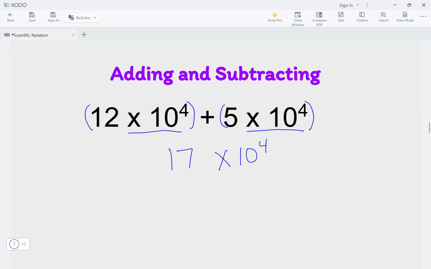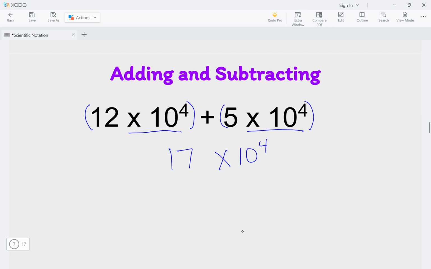But look at this problem. Is this written in scientific notation? Is my number between 1 and 10? And am I multiplying this by a power of 10? Well, I am multiplying by a power of 10, but this is not between 1 and 10.